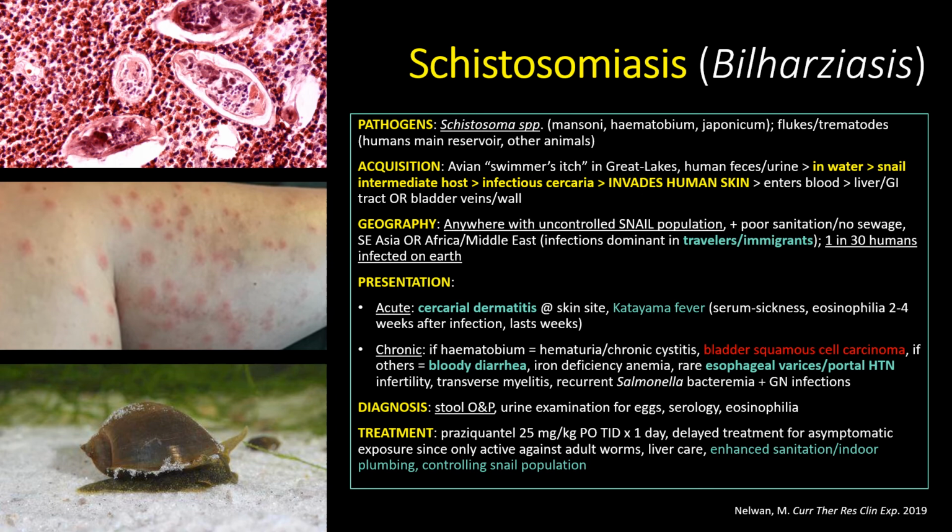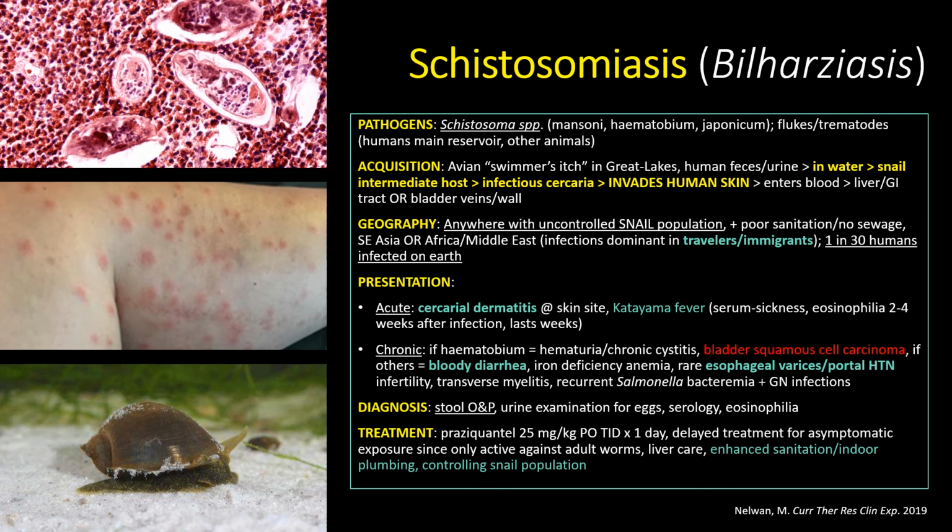Acutely, patients may notice a cercarial dermatitis related to burrowing and migration through the skin, which looks like the rash seen on the left, or less commonly something called Katayama fever, which involves a systemic delayed hypersensitivity to infection and migration, appearing like a serum sickness-like reaction with eosinophilia 2 to 4 weeks post-infection.